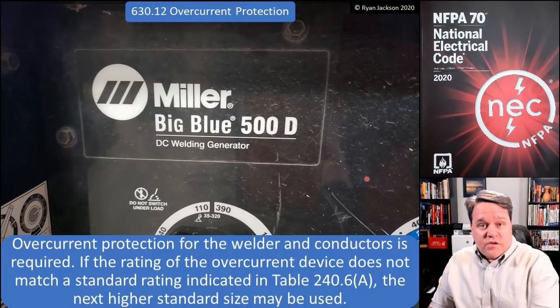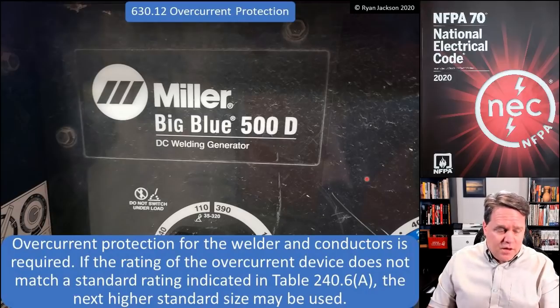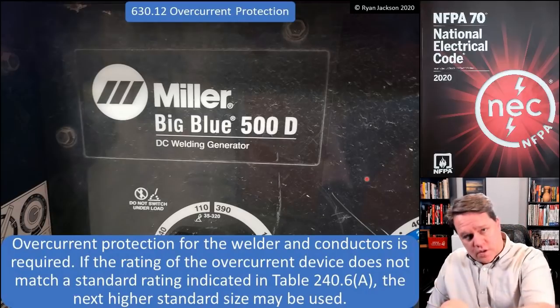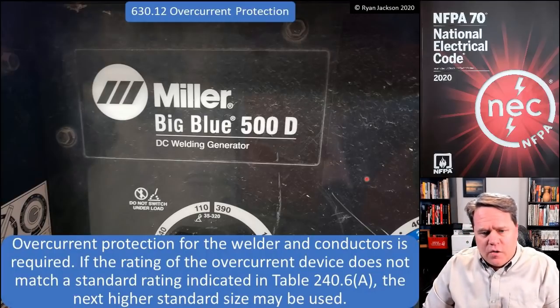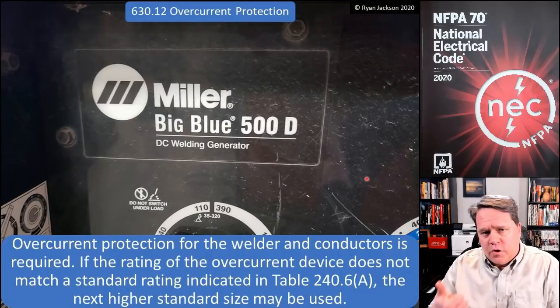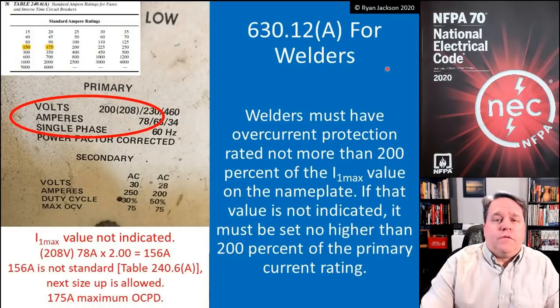630.32 for resistance welders is going to say the same thing. It's going to say, look, when you do the math, if the math doesn't correspond with the standard rating of a breaker or fuse, go ahead and use the next standard size up. So in case I forget to mention that in 32, it's the same concept for both arc and resistance welders. Let's do an example.